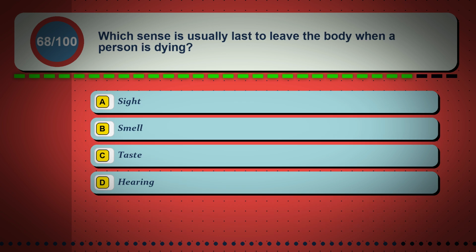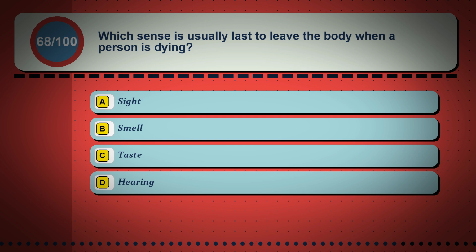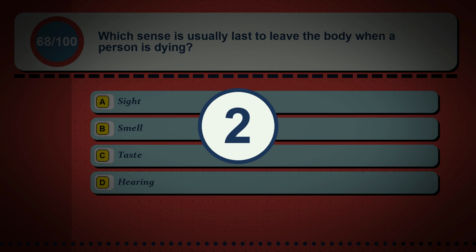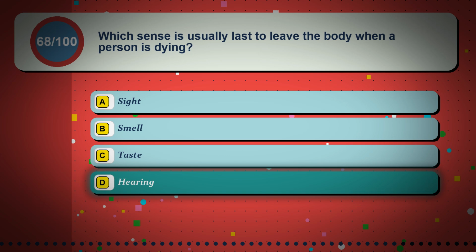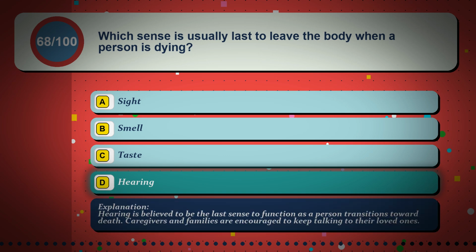Question 68. Which senses usually last to leave the body when a person is dying? Option A, sight. Option B, smell. Option C, taste. Option D, hearing. The correct answer is option D, hearing. Hearing is believed to be the last sense to function as a person transitions toward death. Caregivers and families are encouraged to keep talking to their loved ones.